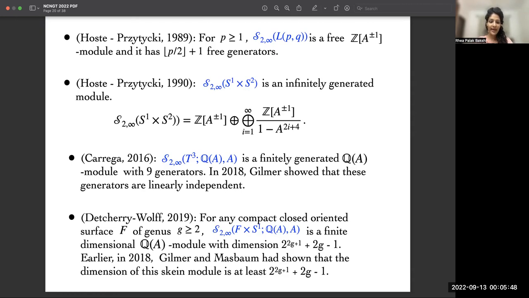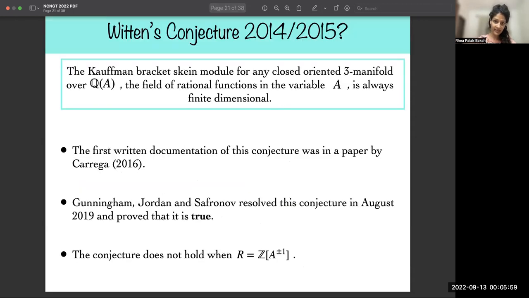So the reason why I stated these examples is because it's very clear from here which KBSM is finitely generated and which one is not finitely generated. And the reason is this conjecture, which is attributed to Edward Witten and is now a theorem. The conjecture/theorem says that the Kauffman bracket skein module of any closed oriented three-manifold over the field of rational functions is always finite dimensional. And this was proved in the affirmative by Gunningham, Jordan, and Safronov a couple of years ago.